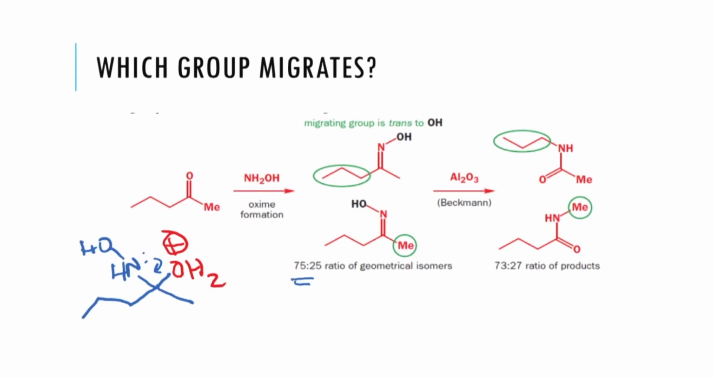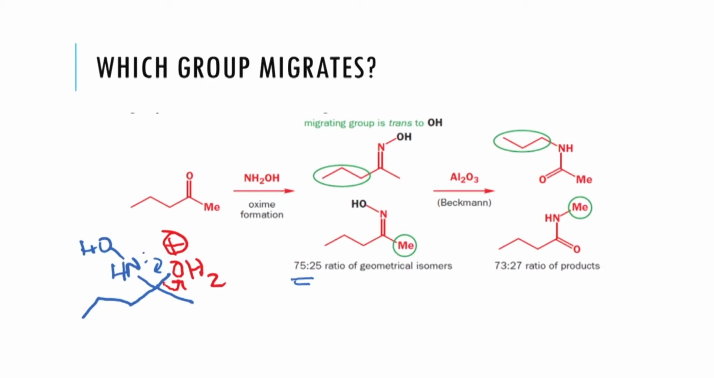So the key step here in the oxime formation is this reaction where the lone pair on nitrogen comes in and kicks out water. So this occurs in a way in which the more stable product predominates. So if you see here, the ratio between these two products is 75 to 25, wherein the larger group is far away from the hydroxyl group, or trans, and the minor isomer, which is 25%, is where the methyl group is trans to the hydroxyl group.